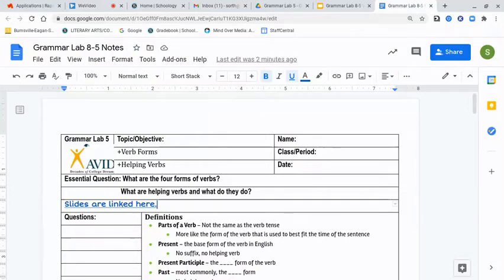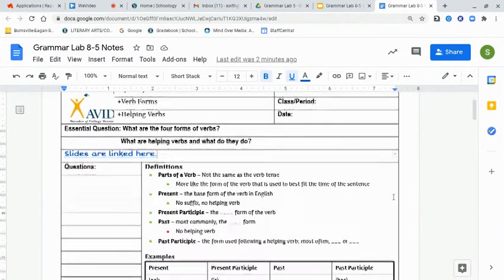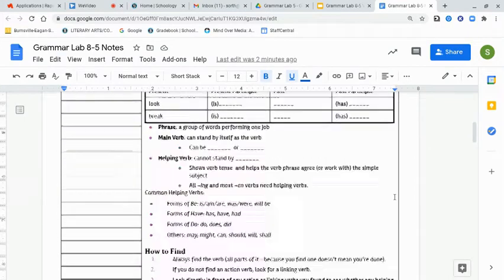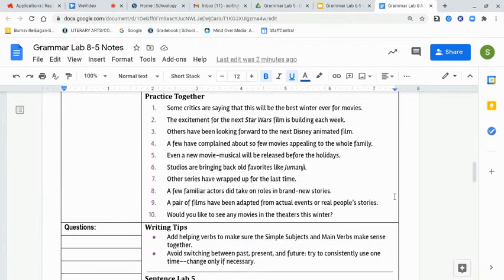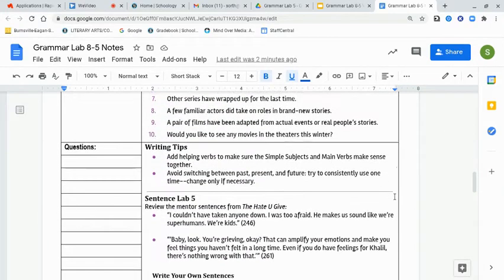Today we'll be looking at different verb forms and helping verbs. Here's an example of what your notes page may look like, where you're going to be filling in examples and blanks from the notes, as well as doing the practice together and on your own, and the sentence lab. Let's get started.